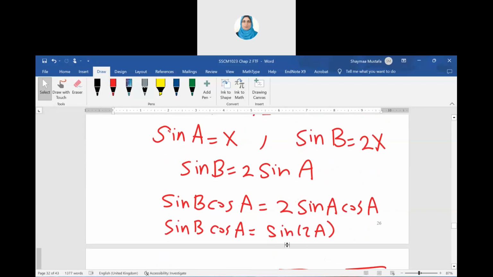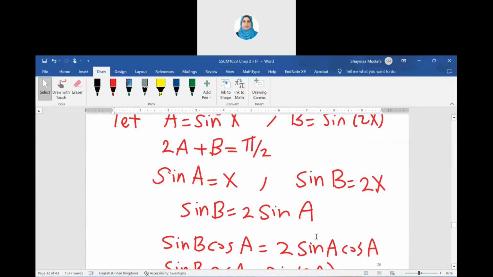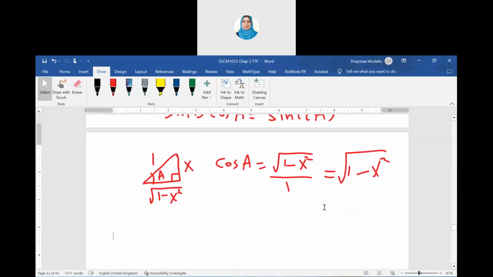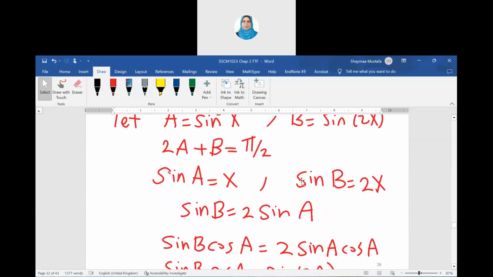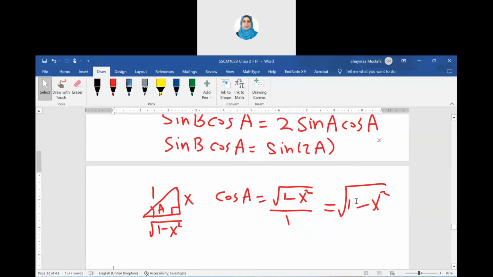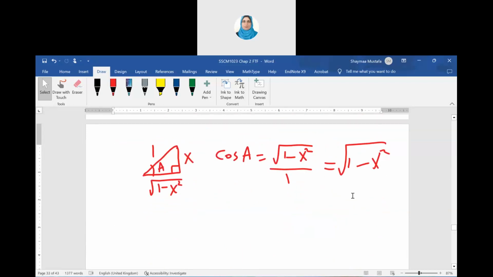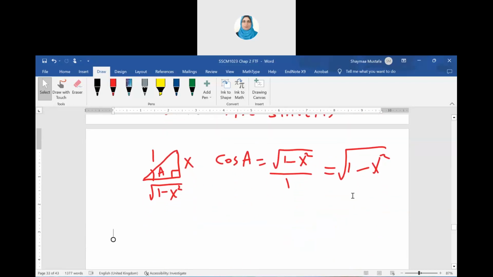So here I will not go back for this one. I have sine 2a. I need to calculate sine 2a. I will use this relation. Sine b is equal to x. I will draw another triangle for the value of b. The first triangle for a, the second triangle for b. Now sine b is 2x.